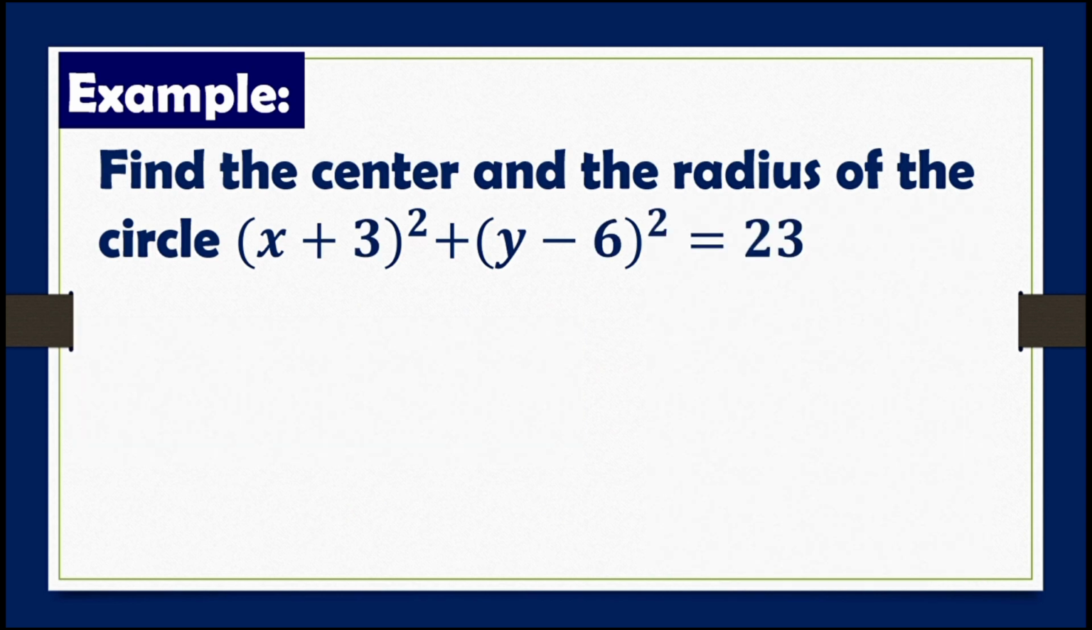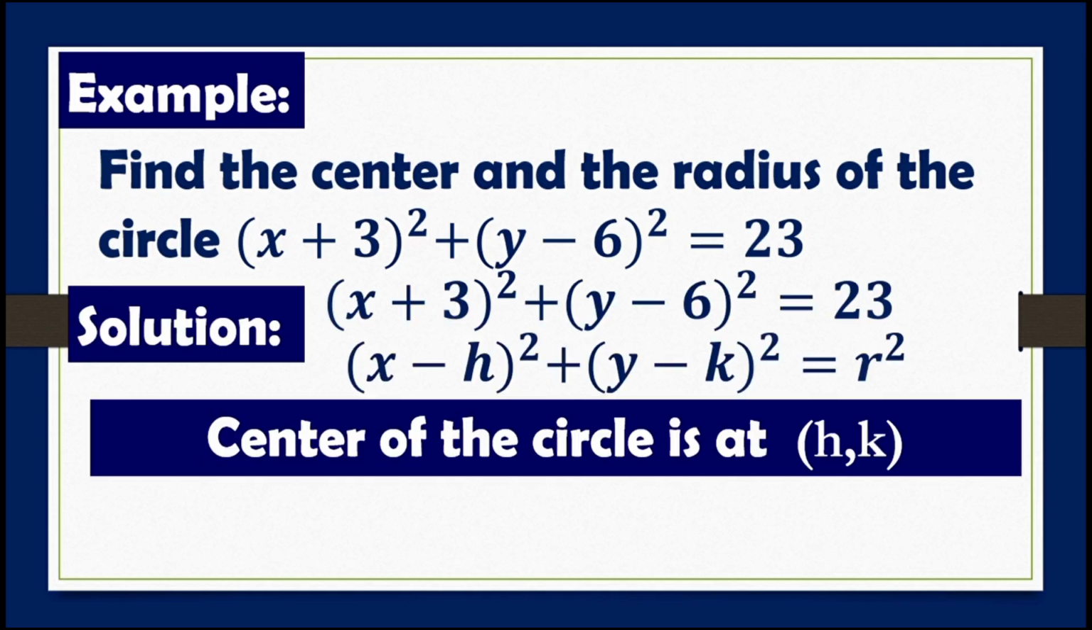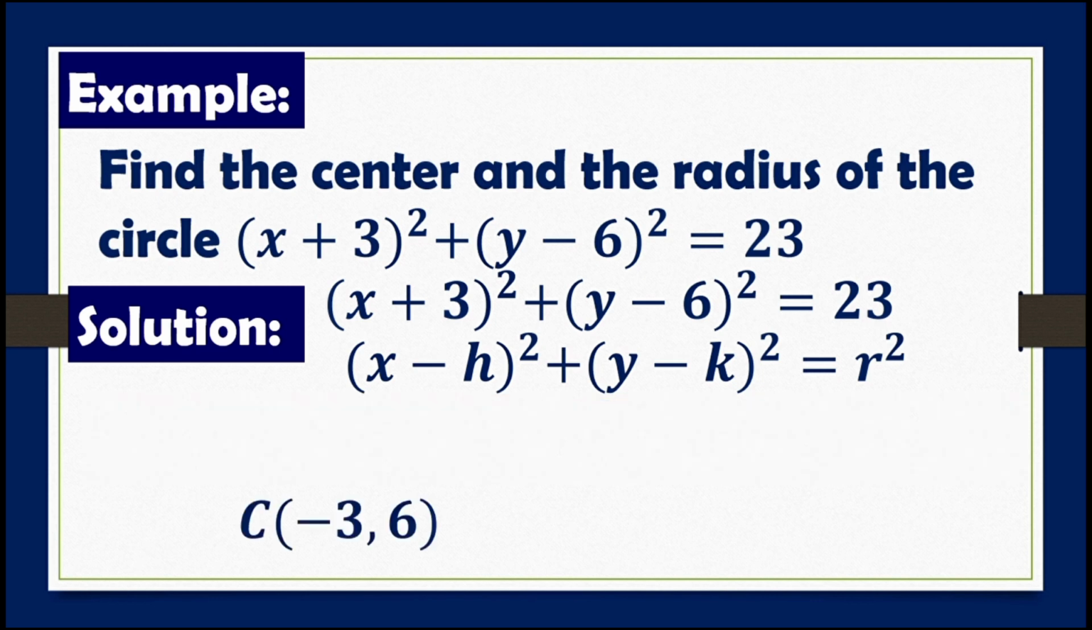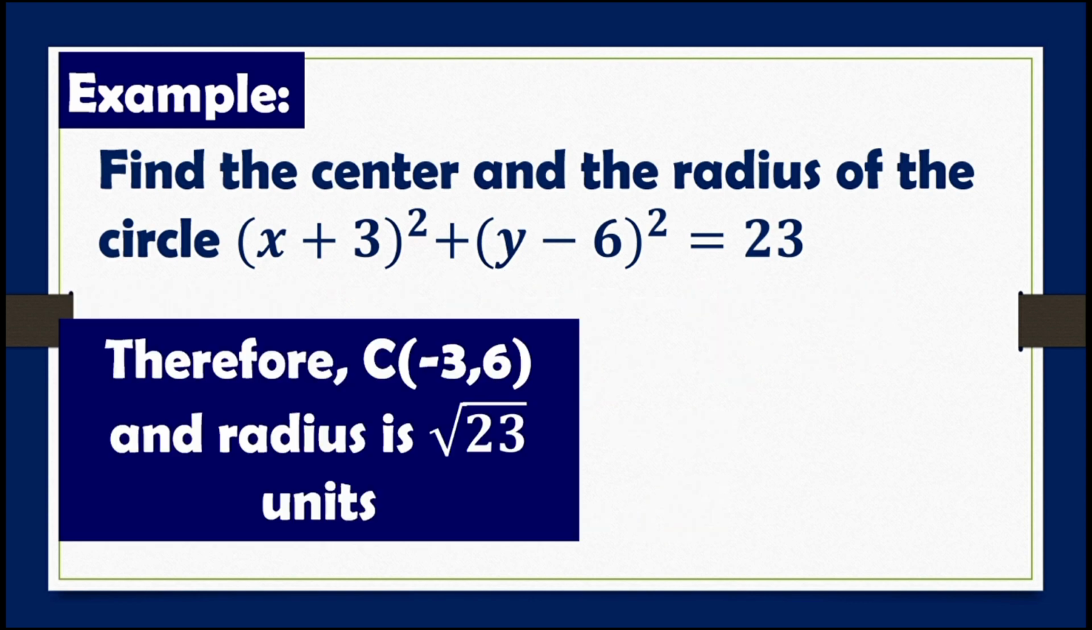Another example. Find the center and the radius of the circle, quantity x plus 3 squared plus quantity y minus 6 squared equals 23. So this is the standard form of our circle when the center of the circle is at h, k. So the coordinates would be negative 3, 6, and the radius is equal to the square root of 23. Therefore, we can consider that the coordinates of our center is at negative 3, 6, and the radius is square root of 23 units.